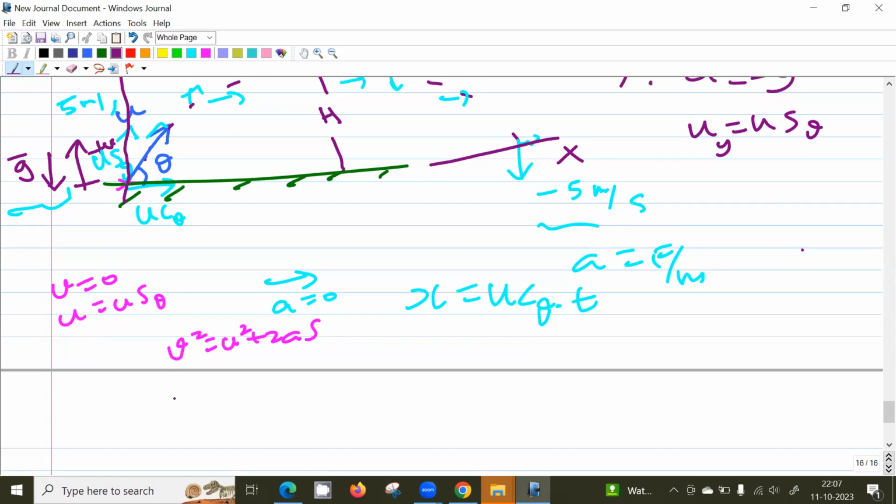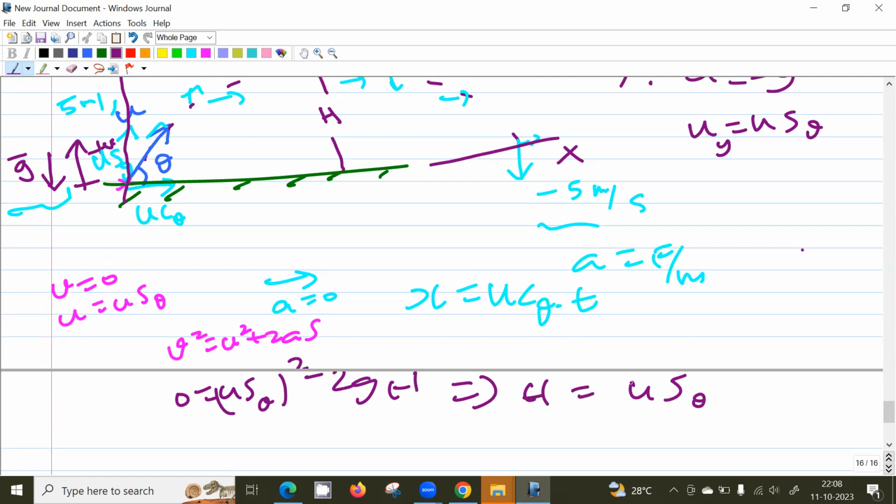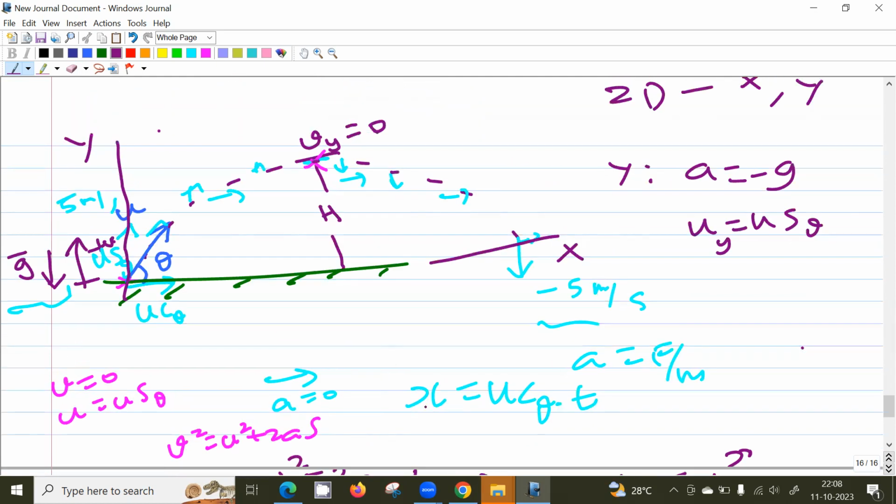So if you put v equal to 0 and u as u sin theta, and acceleration is minus g, this will give h as u sin theta whole square by 2g.